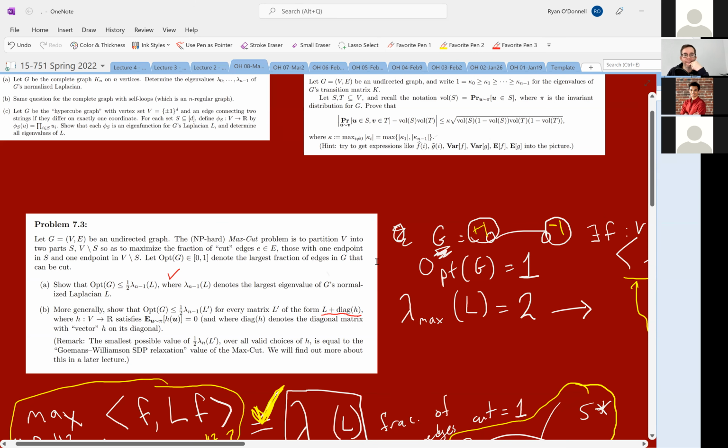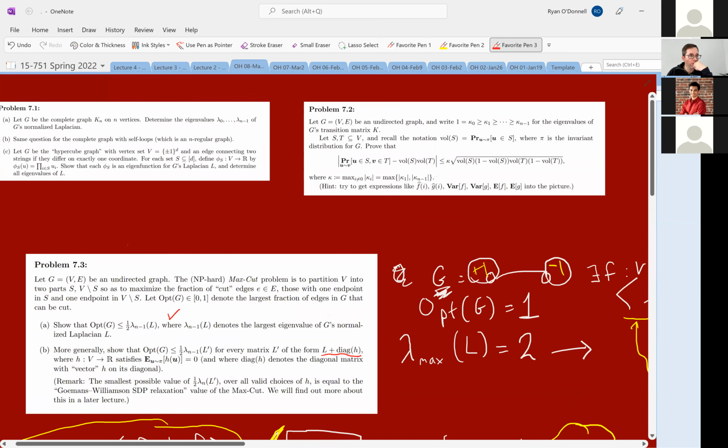I was looking at 1C. I was stuck. If we wanted to look at that one. Sure, 1C. So here we're asked, G is this hypercube graph. My favorite graph, pretty much. So it looks like this. I can draw. For each set S, define this function phi S to be this expression, which maybe we even remember from the analysis of Boolean functions lecture. Show that each one is an eigenfunction for G's Laplacian L and determine all the eigenvalues of L.